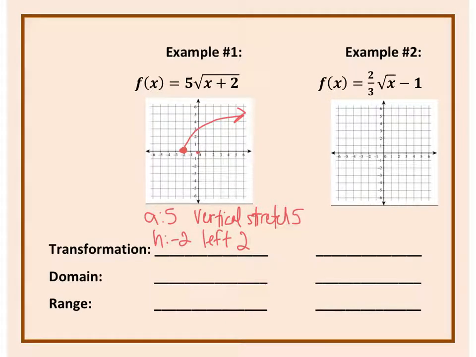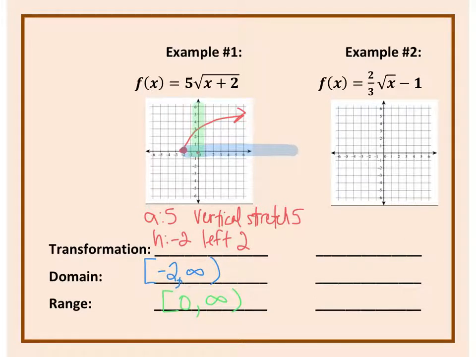My domain, my lowest x value is negative 2, and it's going to go on to infinity. So negative 2 to infinity. When we have numbers, numbers are always brackets. Infinities are always parentheses. Range is my lowest y value. So my lowest y value is 0. Well, how high up was it going to go? It's going to go up forever. So my range is 0 to infinity.